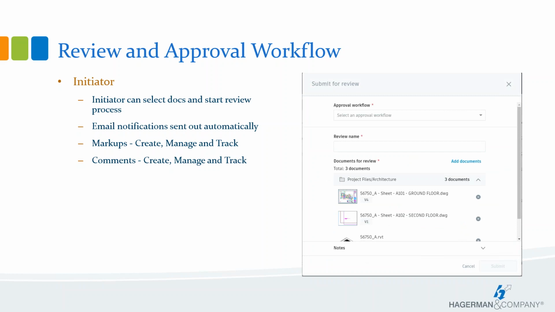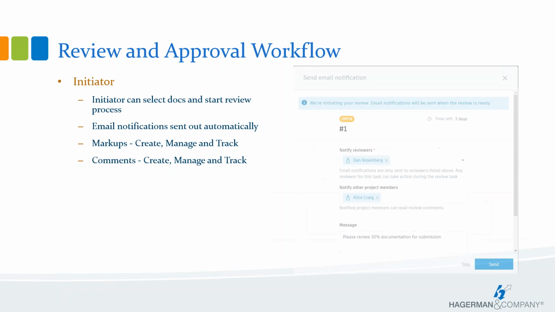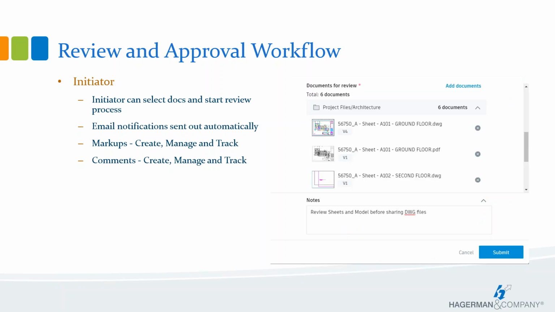Depending upon the workflow template configured by the project admin, the project initiator may be able to choose between one or more approval workflows, selecting the drop-down. Give the review a name and review the documents to be included in the review. Select Add Documents to add or remove documents associated to the review. Add additional notes for the review as well. These notes will be included in the automated emails that are sent out to reviewers.